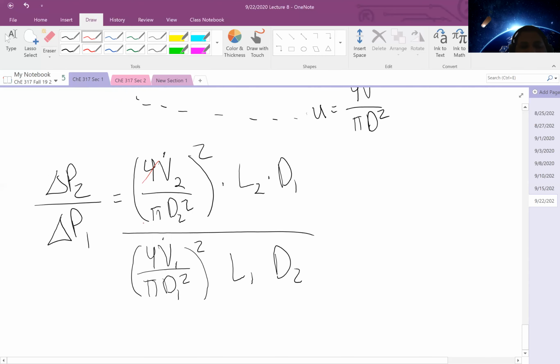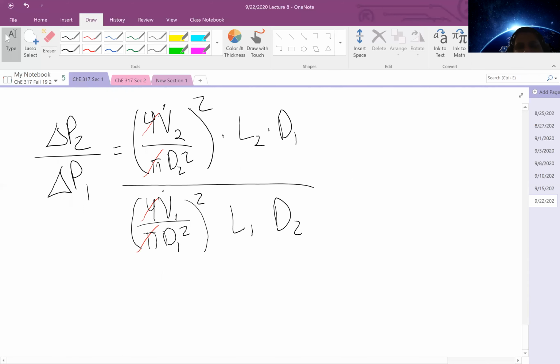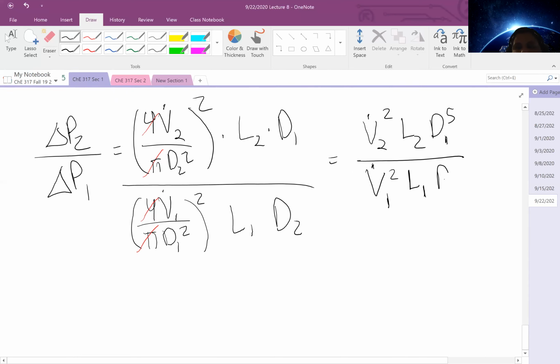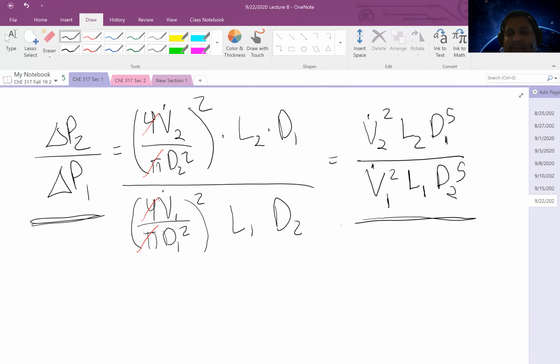Once again, I can ask myself what I can cancel and then distribute these values into my expression. So I'm left with V2 squared times L2 times D1 to the 5th over V1 squared times L1 times D2 to the 5th. And so now I have my change in pressure drop as a function of my flow rate, my duct length, and my effective diameters.